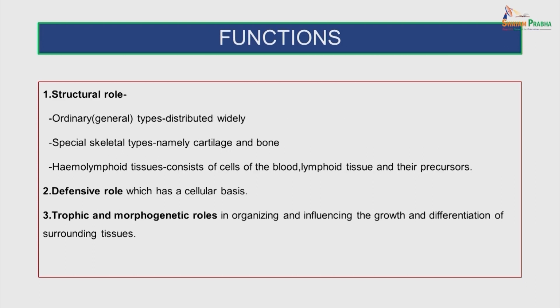First, a structural role, done by the ordinary types which are distributed widely, the special skeletal types, namely cartilage and bone, and the hemolymphoid tissues which consist of cells of the blood, lymphoid tissue and their precursors. Second, a defensive role which has a cellular basis. Third, trophic and morphogenetic roles in organizing and influencing the growth and differentiation of surrounding tissues.